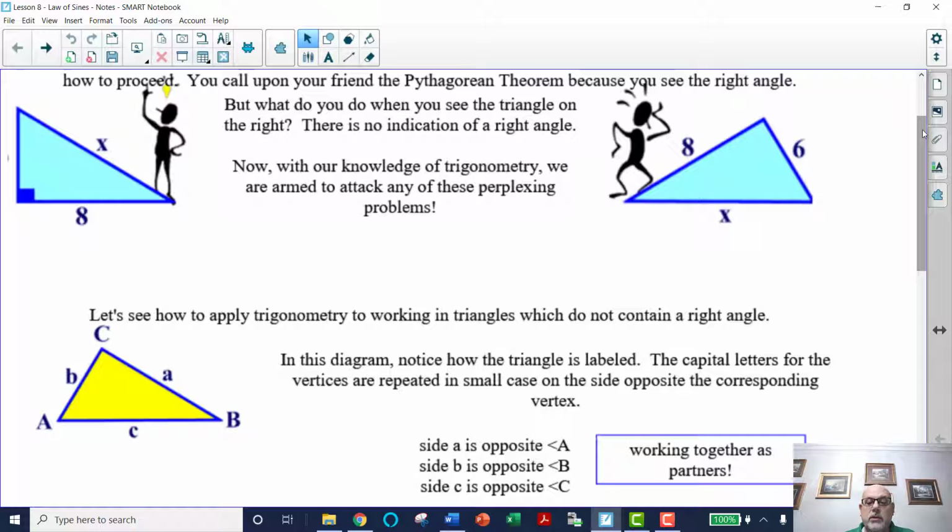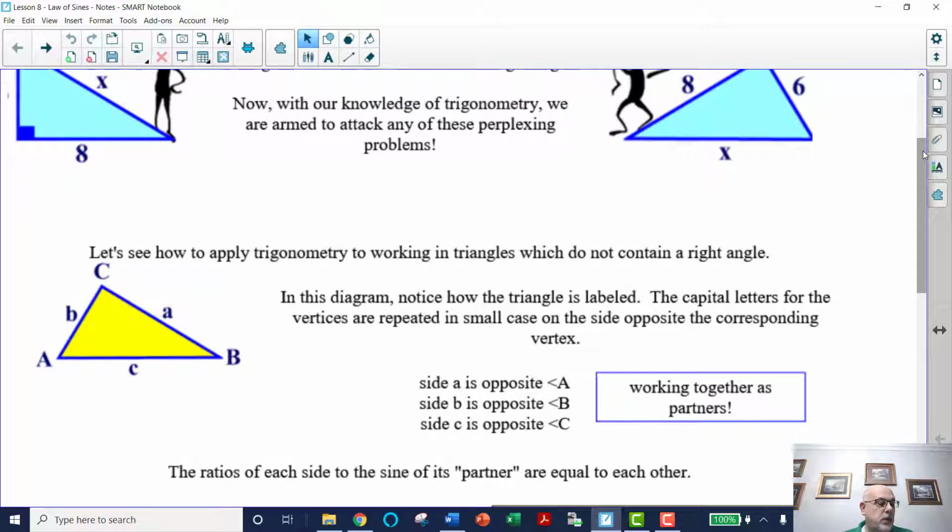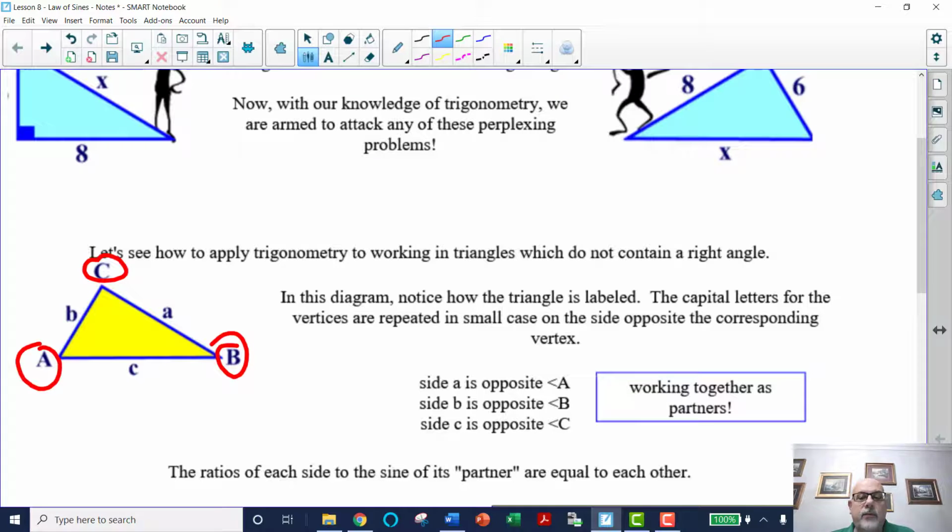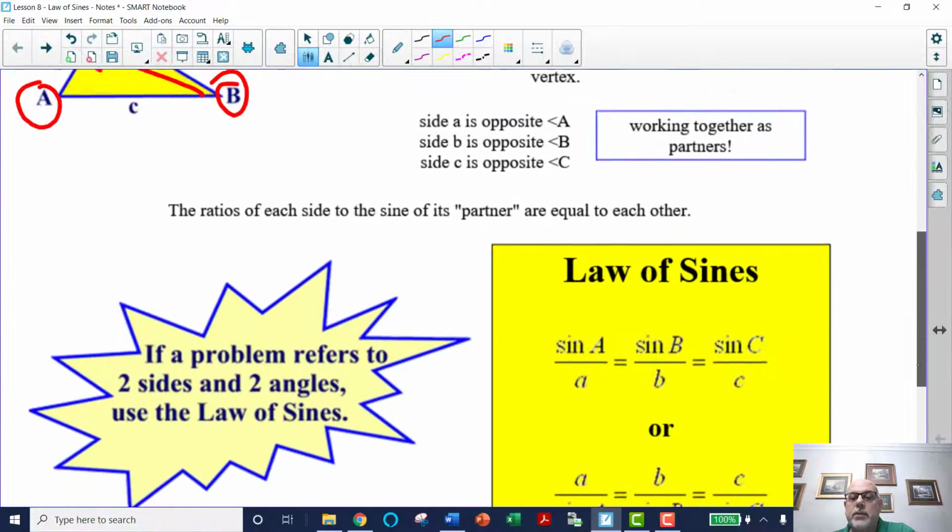So we can actually use the law of sines to find missing sides and missing angles in a non-right triangle, okay? So again, let's go back and look at our labeling. We have to make sure that we're using capital letters for the angles and lowercase letters for the sides across from them, okay? So side B is across from angle B, side C is across from angle C, and side A is across from angle A, okay? That's why this works.